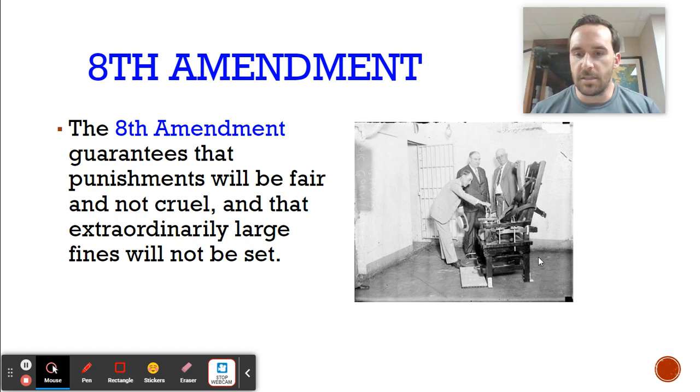In Unit 5, we talked about whether you thought that the electric chair was cruel and unusual. Currently, Missouri does allow for the use of the death penalty as of this recording, and probably will be for a while.